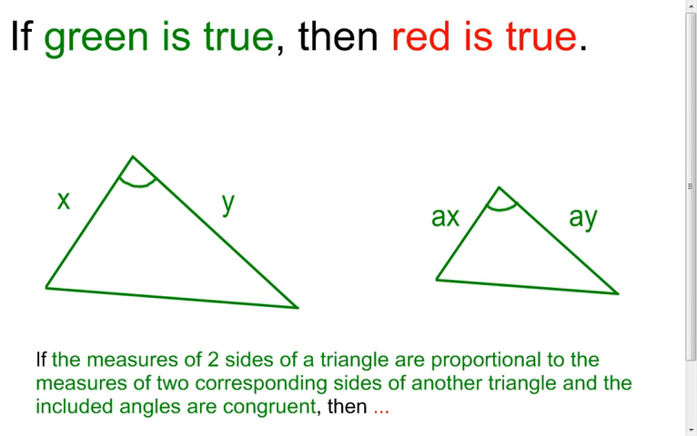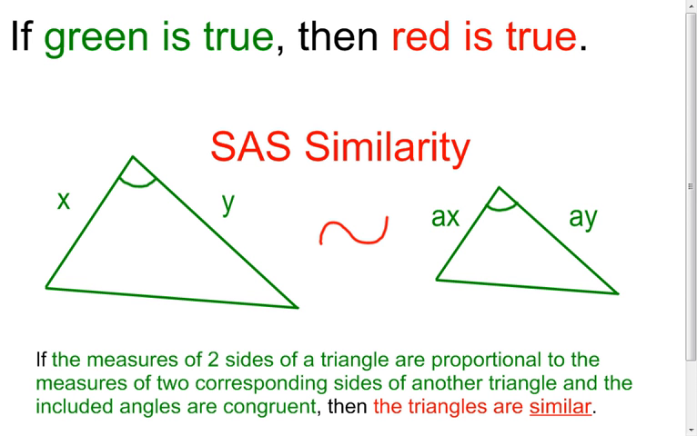Now my last one. In this one, notice I have 2 sets of sides, the X and Y, on the triangle on the left. Those are going to be proportional to the 2 sides on the triangle on the right here. I've multiplied both by A, so they're proportional. And notice the included angles are congruent. Now if that's the case, then I'm going to know my triangles are similar, and this is the SAS similarity.